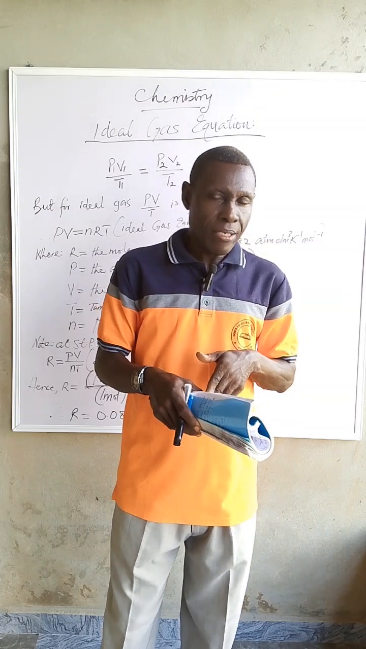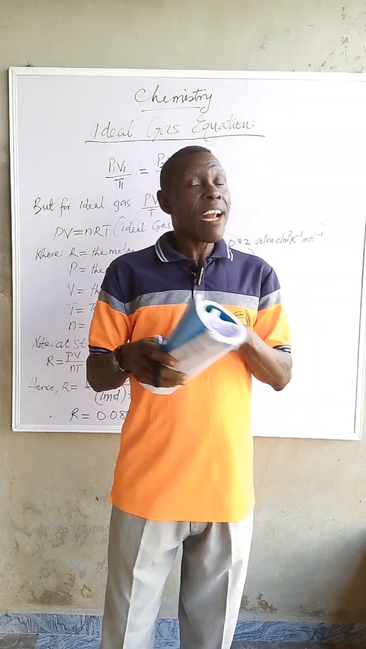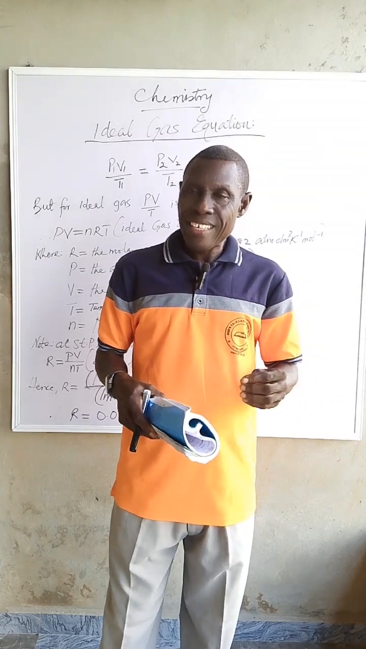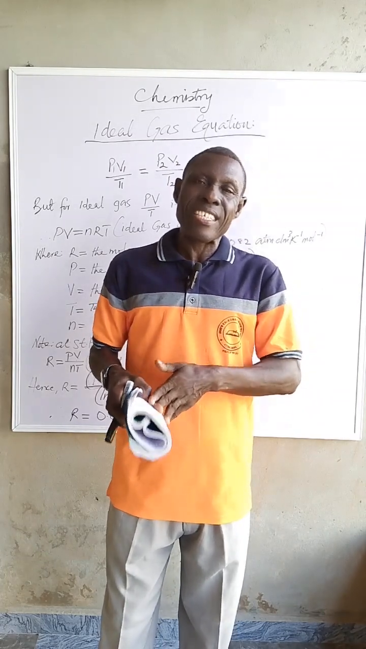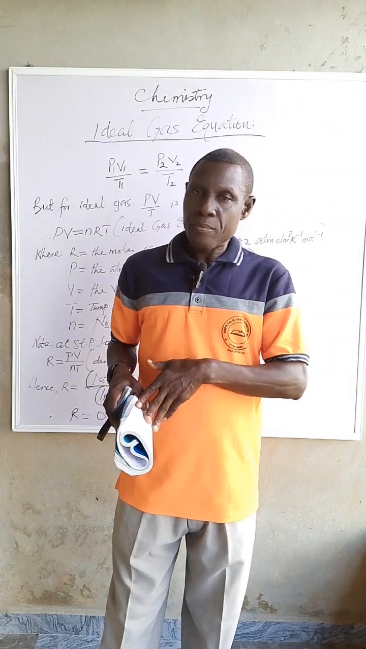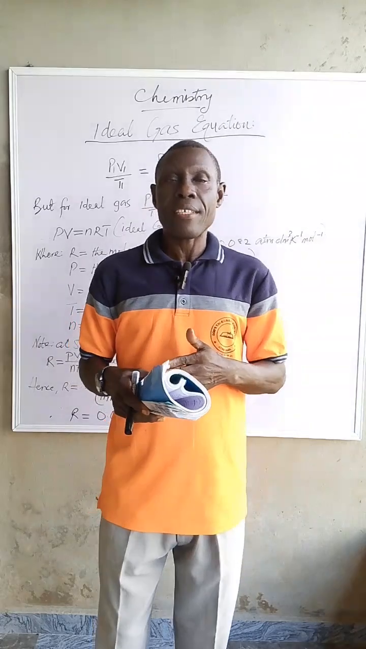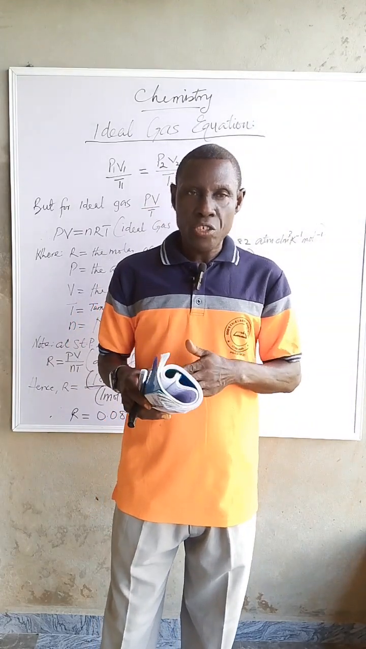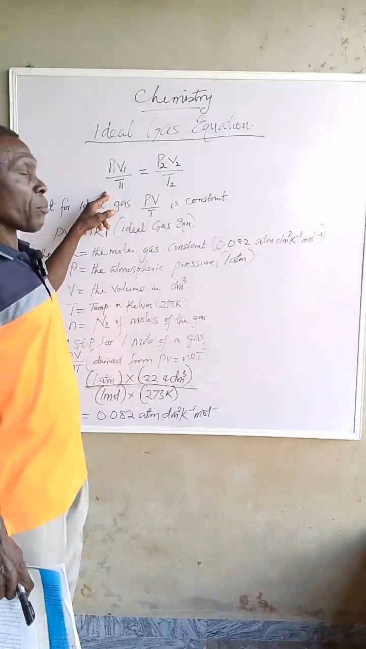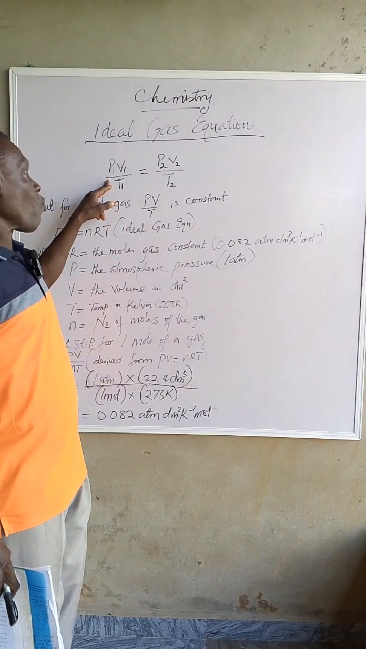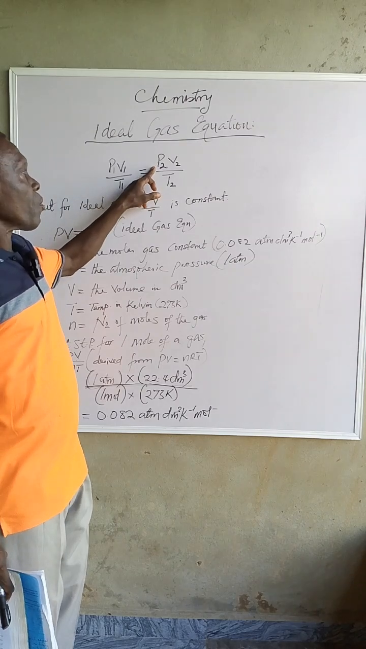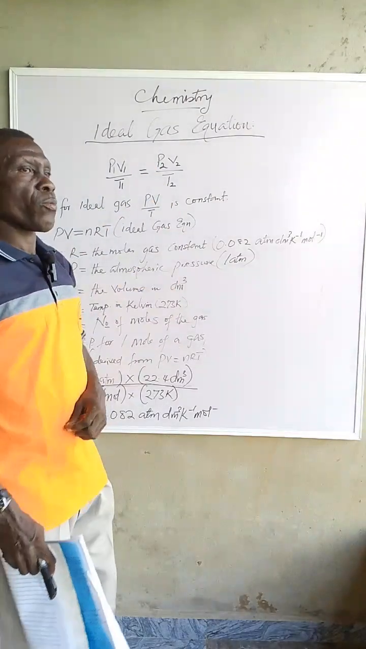but the temperature remains constant. While in Charles' law, he stated that the volume of a given mass of gas is directly proportional to the absolute temperature, the pressure remains constant. So the two of them combine to form the general gas equation, which is expressed as it is on the board here: P1 V1 over T1 equals P2 V2 over T2.